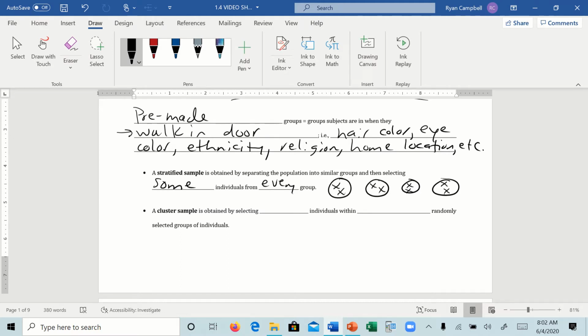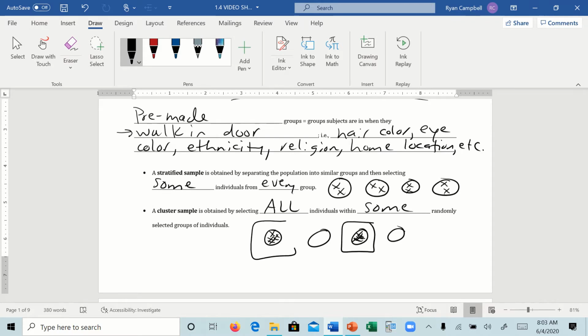Cluster is the exact opposite. You are selecting all of the individuals from some of the groups. So if you have some groups, right, you're going to take every single individual from some of the groups. And then you completely ignore the other ones.